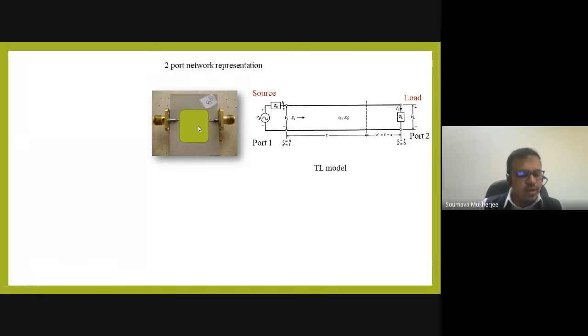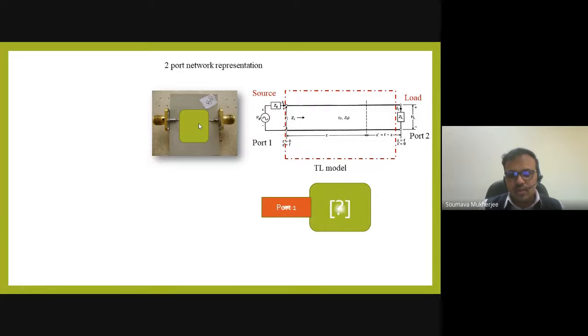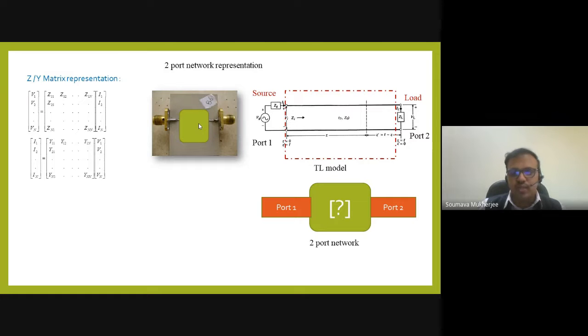If you have gone through the basic circuit theory concepts, you have seen that we can characterize a two-port network by means of a Z matrix or Y matrix. Typically that would look like this. Basically this is my two-port network, and this is the Z and Y matrix representation, right? But when it comes to microwave frequency, there is a problem.